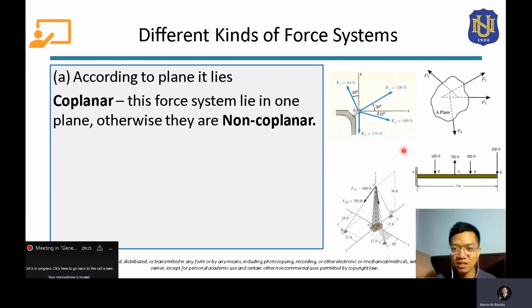So the next example here is actually in three dimensions. There are three axes here: the y-axis, the x-axis, and the z-axis. So this is in 3D. So this is non-coplanar.